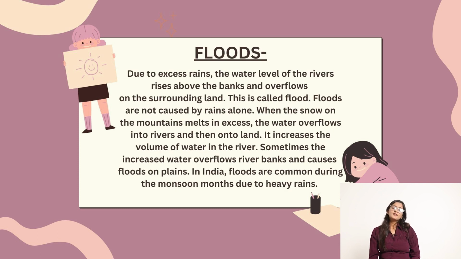Floods. Due to excess rains, the water level of the river rises above the banks and overflows on the surrounding land. This is called flood. Floods are not caused by rain alone. When the snow on the mountains melts in excess, the water overflows into rivers and then onto land. It increases the volume of water in the river. Sometimes the increased water overflows river banks and causes flood on plains. In India, floods are common during the monsoon months due to heavy rains.